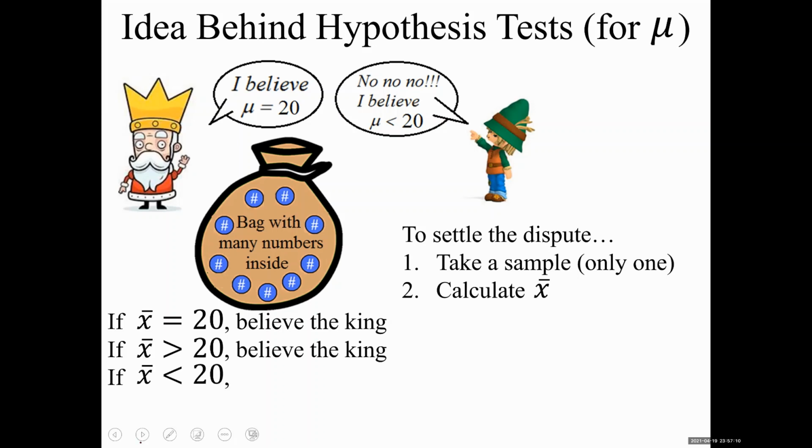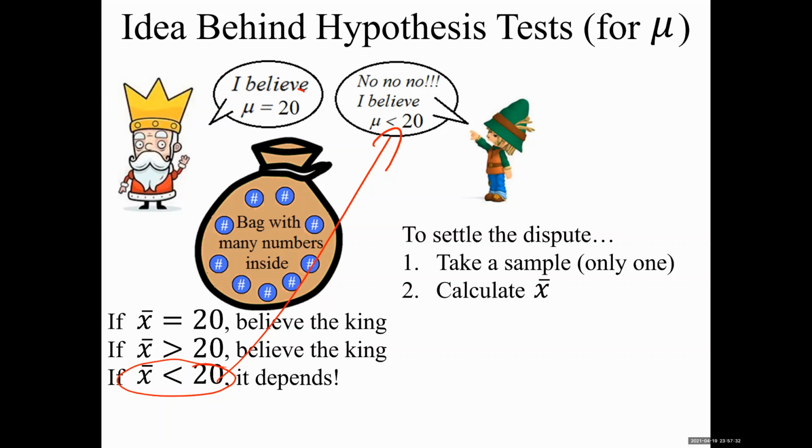If you calculate XBar and you get less than 20, a lot of times I'll ask the students, but I'm not going to ask you guys. If I ask, who do you believe? A lot of people will just say the peasant, but that's wrong. This is the most important situation, the interesting situation. If XBar is less than 20, who do you believe? The answer is it depends, because just because you see a less than, don't automatically side with the peasant.